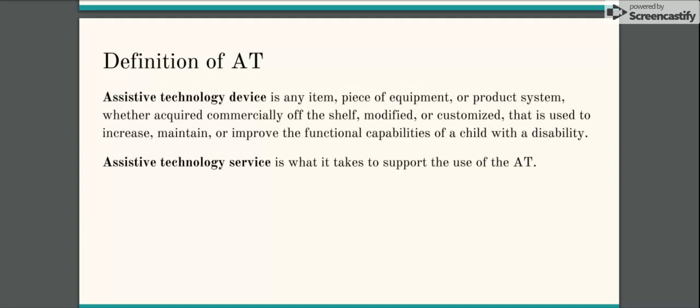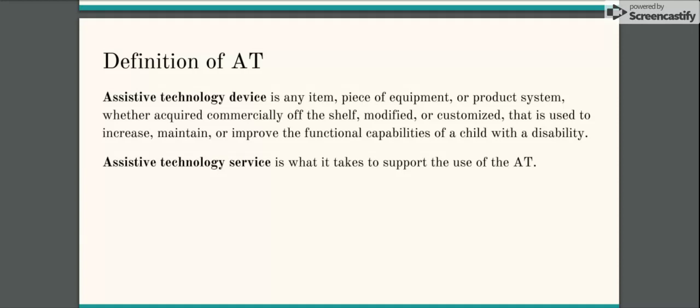Now, I'd like to break down this definition just a little bit. First, as you can see, an AT device is an item, piece of equipment, or a product system. That means that AT is always a thing. It's not a person and it's not a strategy. People and strategies are important, and sometimes they can replace or reduce the need for AT, but they are not AT. Another piece of this definition is that this thing is used to increase, maintain, or improve the functional capabilities of a child with a disability.